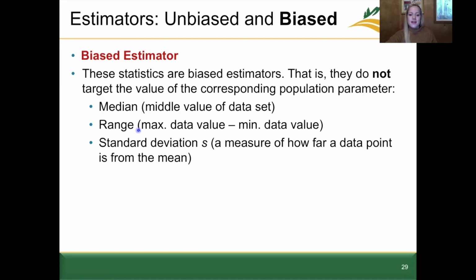Remember, the median is the middle value of the data set. So knowing sample medians won't really help us with a population median. Again, the range is the maximum data value minus the minimum data value. If we know the range of a whole lot of samples that make up our population, it's not going to tell us about the population range itself. Similarly, for standard deviation, if we know the standard deviation values of all these samples of our population, the standard deviation value is going to be a biased estimator of the whole population.